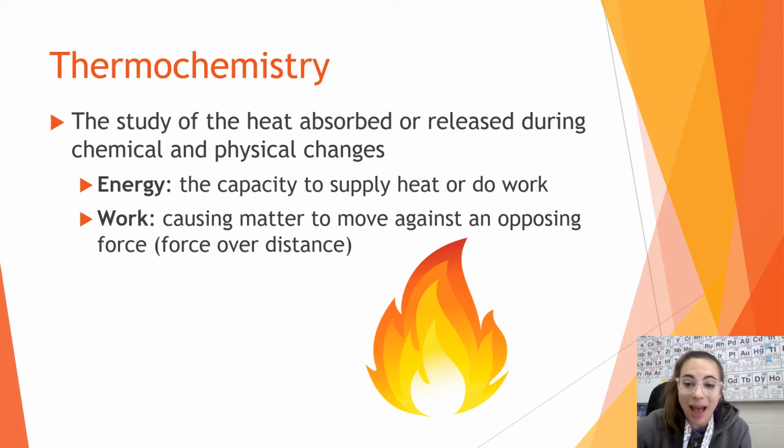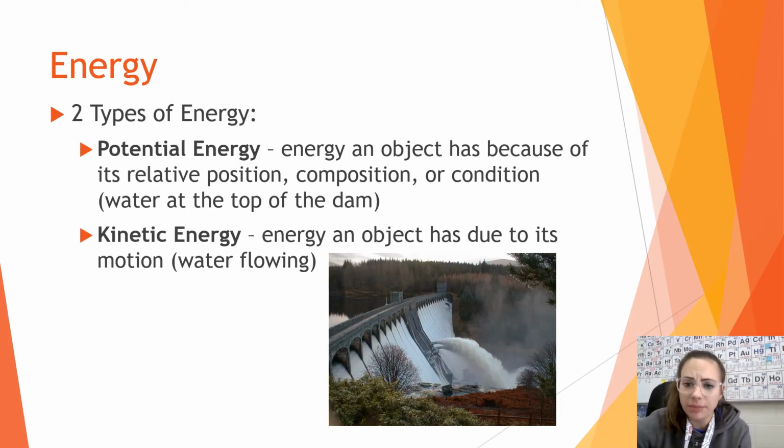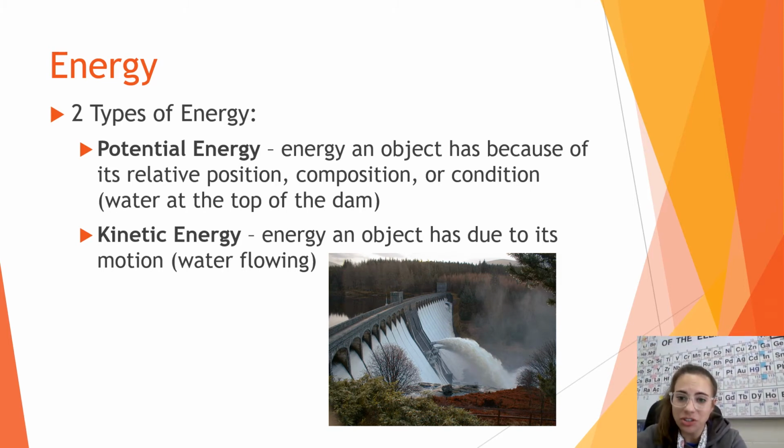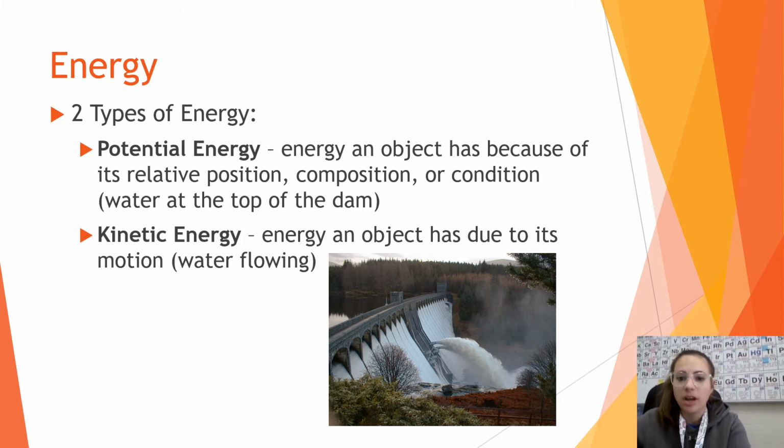So, energy is the capacity to supply heat or to do work. Work is causing matter to move against an opposing force. So it's how much force is over a distance. So there are two types of energy. We have potential energy, which is energy an object has because of its relative position, composition, or condition. So in chemistry, we're going to be thinking about it more in terms of its composition or its condition. So the state of matter or what the actual identity of the chemical substance is.